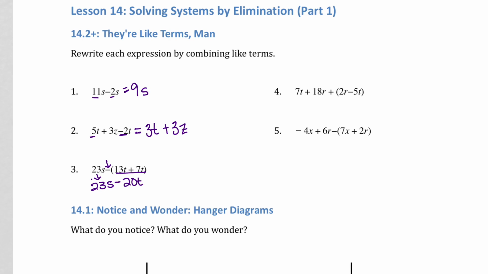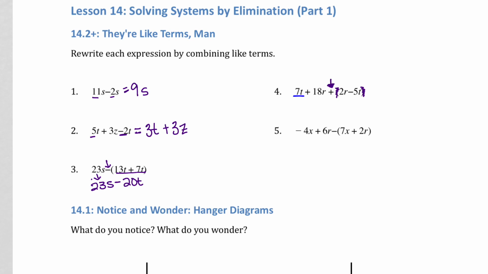All right, what do we do with this one? We have 7t plus 18r plus the quantity of 2r minus 5t. Does this plus sign right here change anything about the parentheses? No, so I can just get rid of my parentheses here because it leaves them positive and negative. The 2r stays positive and the 5t stays negative.